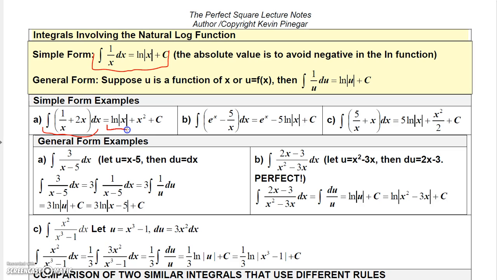And then when you integrate 2x, you're going to get plus x squared. And then, of course, you get your constant.